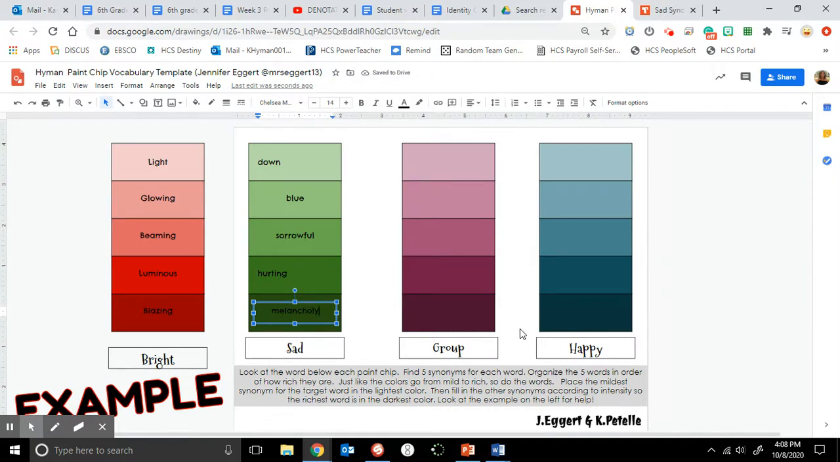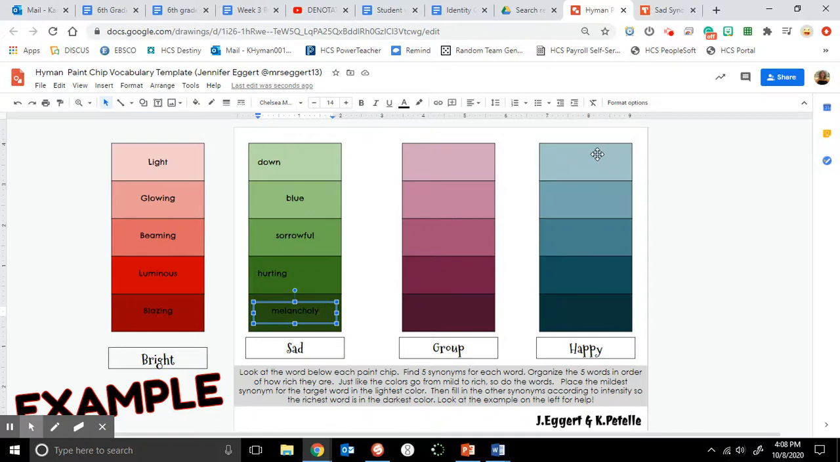All right, so you're going to do this activity for the word group and for the word happy. Which one sounds the best when you're talking about a group of people? Which one sounds the worst when you're talking about a group of people? Because a crowd of people or a congregation of people sounds not so bad, but a mob of people sounds really bad. And then you're going to do happy as well.